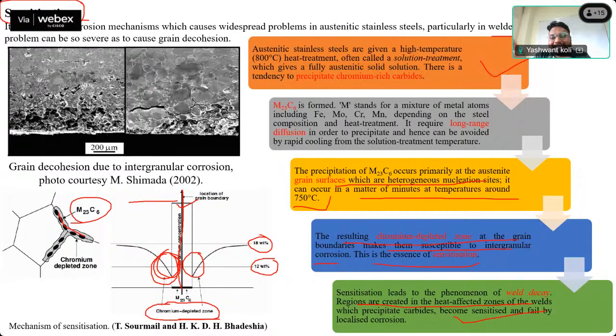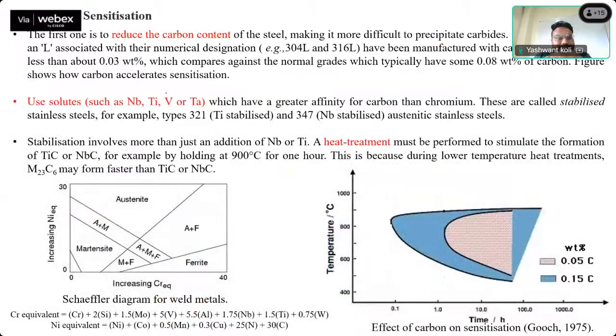Then the second solution: we can use titanium as a solute, or other solutes such as niobium, vanadium, and tantalum.